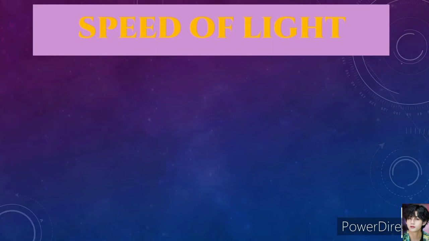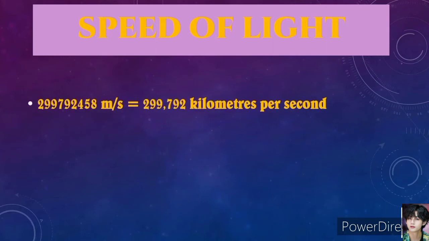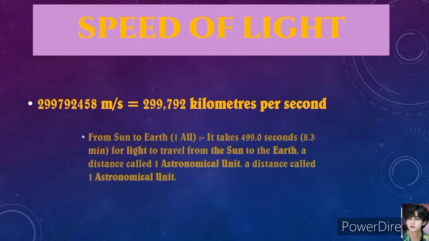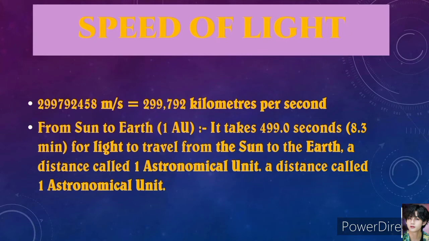And now we tackle the speed of light. The speed of light is equivalent to 299,792,458 meters per second or 299,792 kilometers per second. And from the sun to earth, it takes 499.0 seconds or 8.3 minutes for light to travel from the sun to the earth, a distance called 1 astronomical unit.